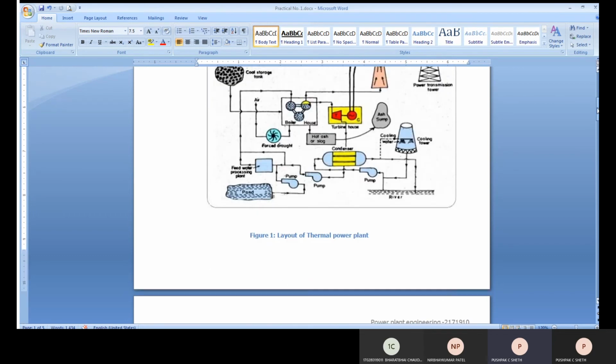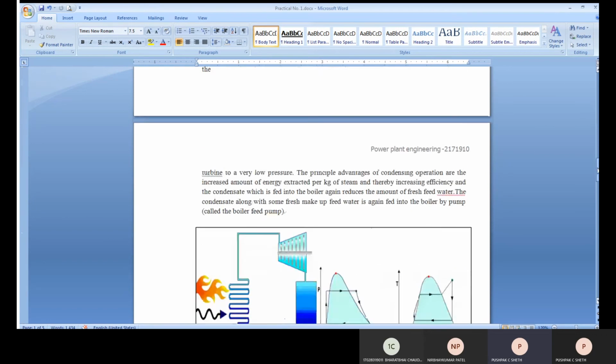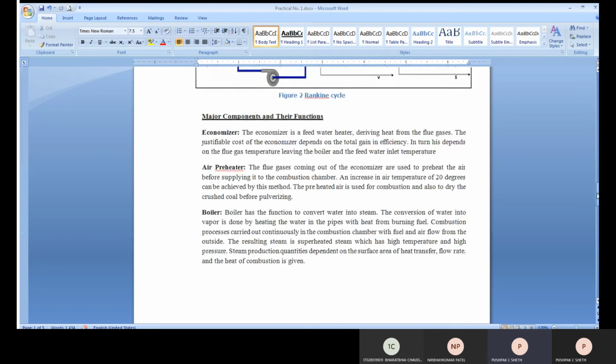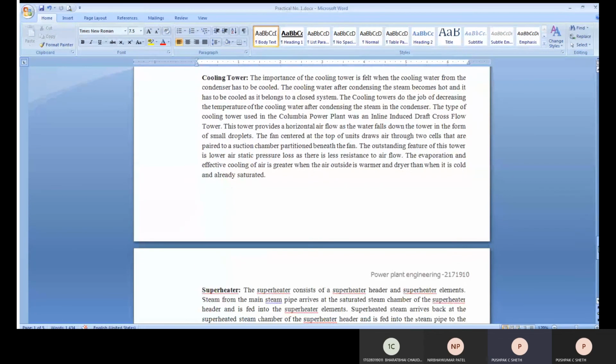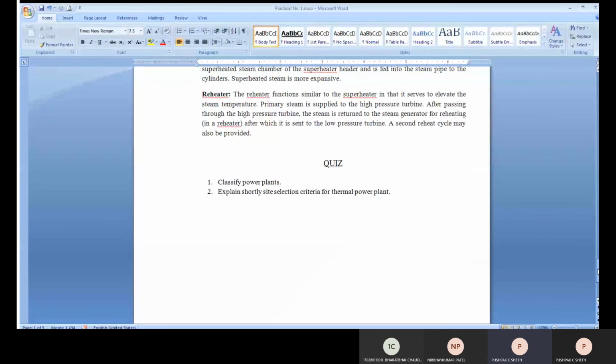Okay. So this was the general layout, and you can say this is the Rankine cycle, with major components: economizer, air preheater, boiler, that you can read. There is nothing special about this. You are familiar with this.